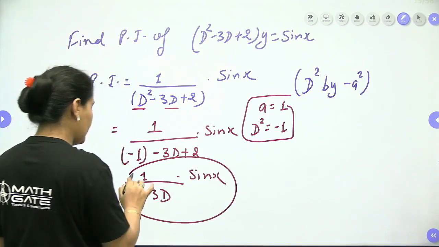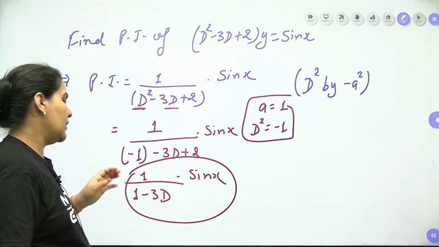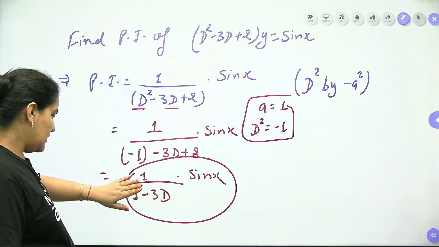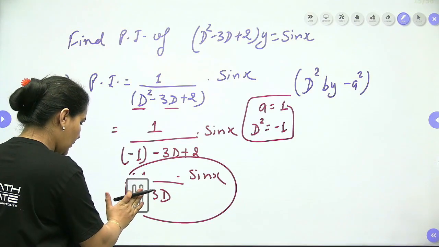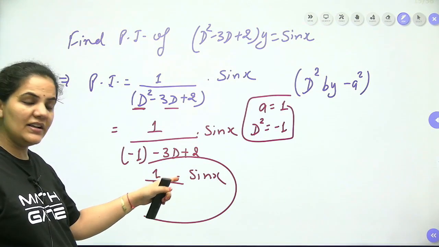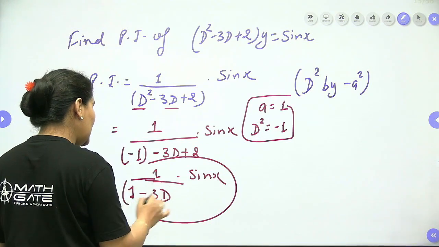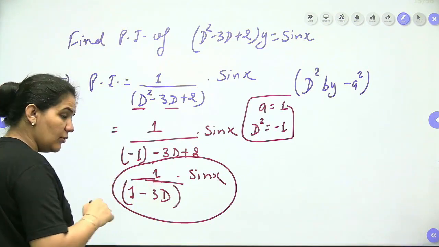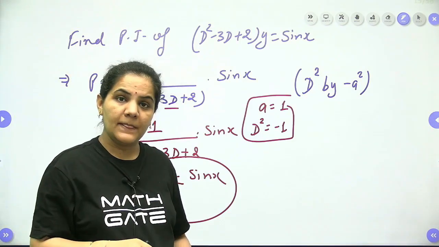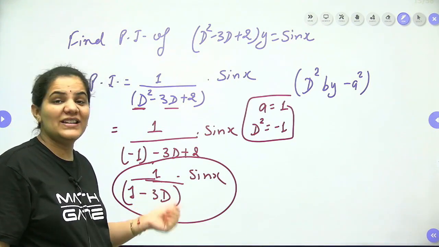Now what happened to this one? We have to remove this D, dear students. So how can we remove it? If there is a form including only 1 by 3D, then we can easily say it is nothing but the integration of sin x. But here we are having 1 minus 3D. So how will we approach? We have to remove this D from the denominator. For removing this, we will do the rationalization.